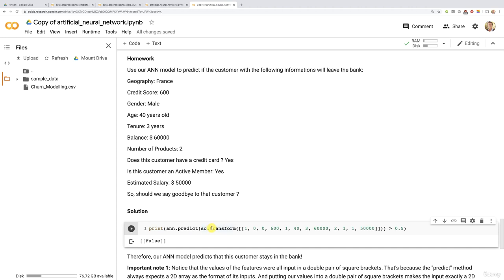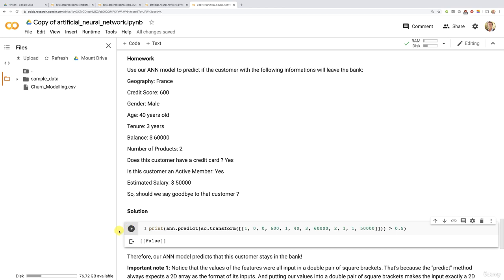Remember the three things. First, you have to enter your information in a 2D array with a double pair of square brackets. Then you need to be careful with the dummy variable values here, instead of entering the string input for that categorical variable. And then the third thing, remember to apply scaling from your SE object because your artificial neural network was trained with scaled values. Okay, great.